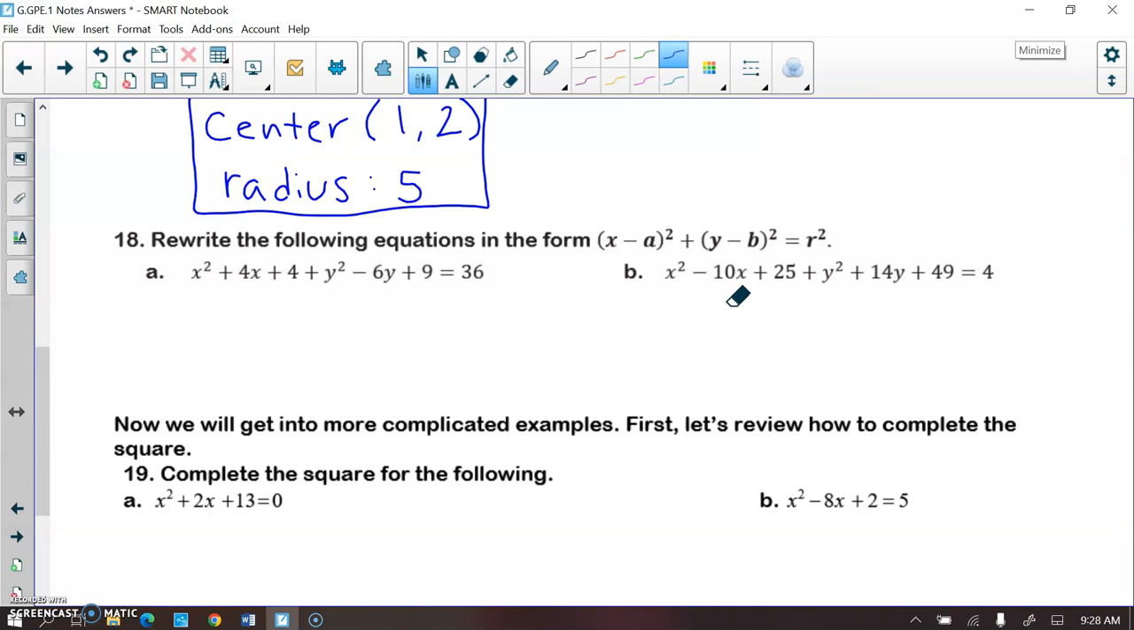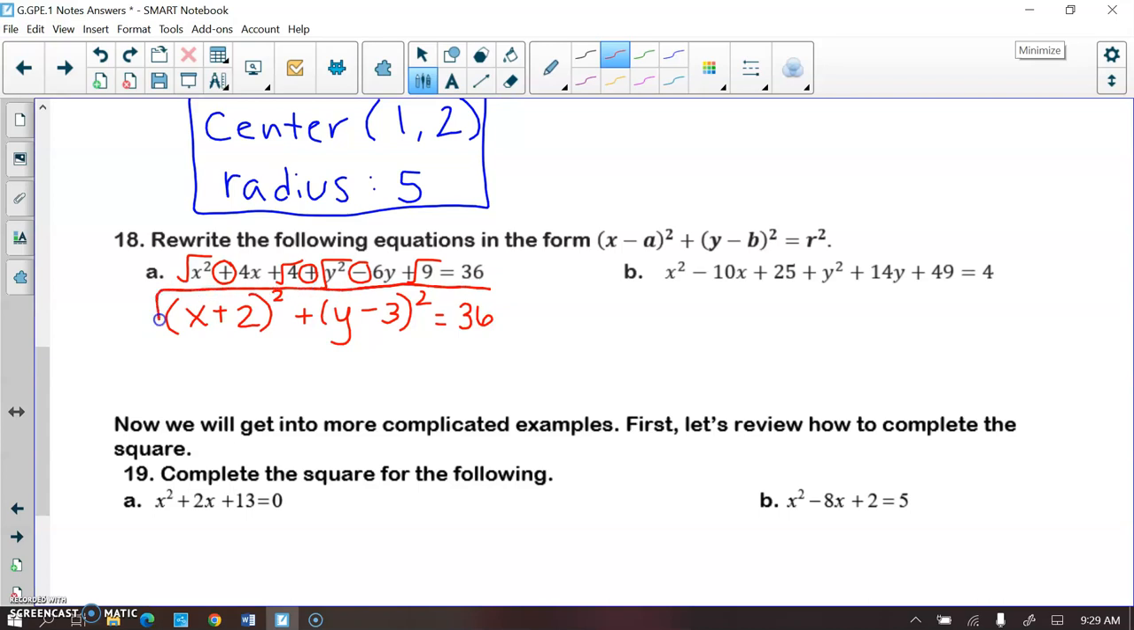So we're going to go ahead and get started with writing the equation. Take the square root of our first term, square root of our last term, operation in between my first and second term, square it, drop down this plus sign, take the square root of my first term, square root of my last term, operation in between my first and second term, square it, and then drop down the equals 36. This is my equation of the circle.